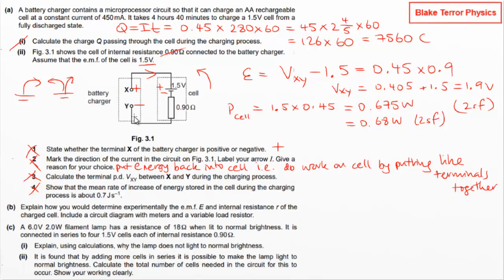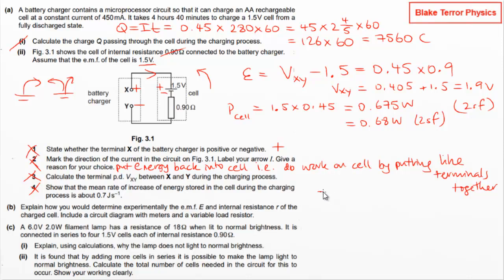Right, part B. Okay, so we need, what we got now: explain how you would determine experimentally the EMF E and internal resistance R of the charged cell. Include a circuit diagram of meters and a variable load resistor. Right, okay, I'm really going to have to squeeze this in because I've not left very much space for this.